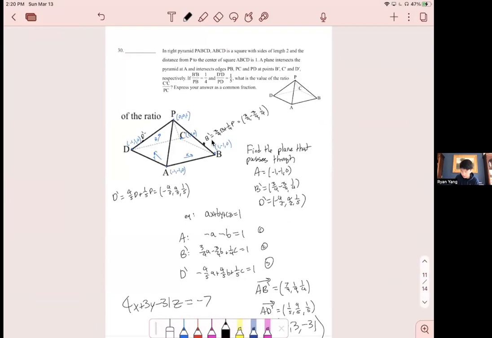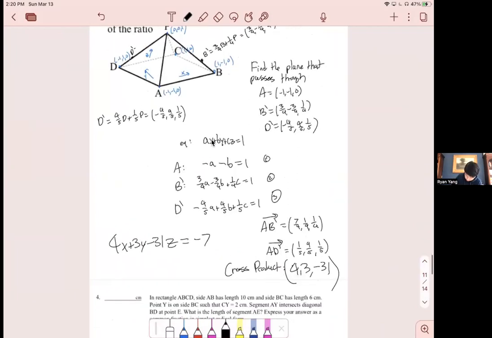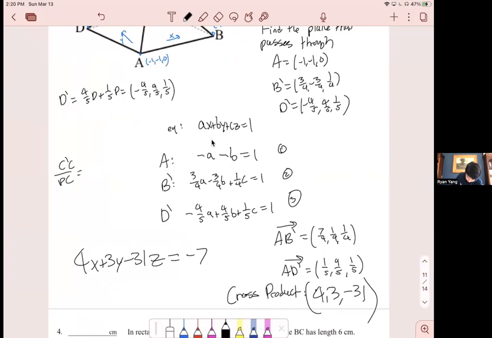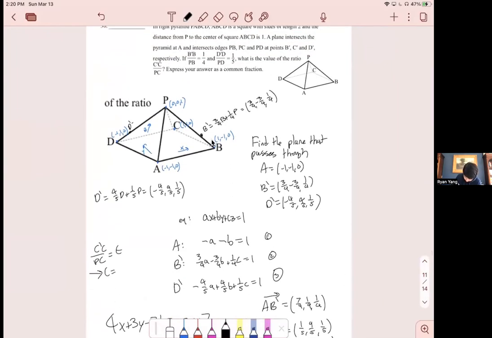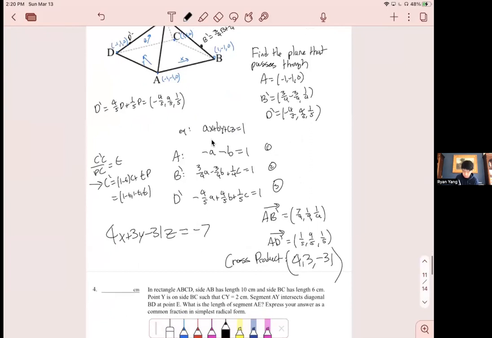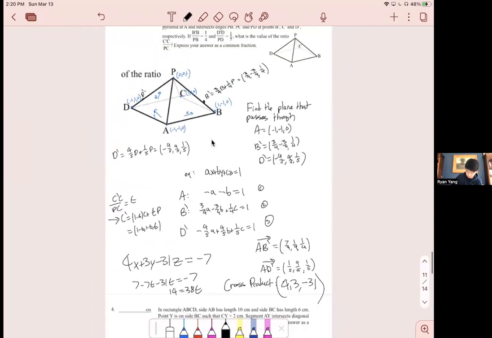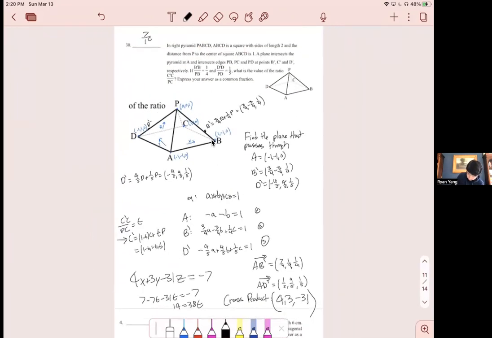And so now we can say if the ratio C prime C over PC is equal to T, then that means that C prime will be equal to (1 minus T) times C plus TP, which will be equal to (1 minus T, 1 minus T, T). And then plugging that into this equation, that gives you 7 minus 7T minus 31T equals -7. So 14 equals 38T. So T is equal to 7/19.